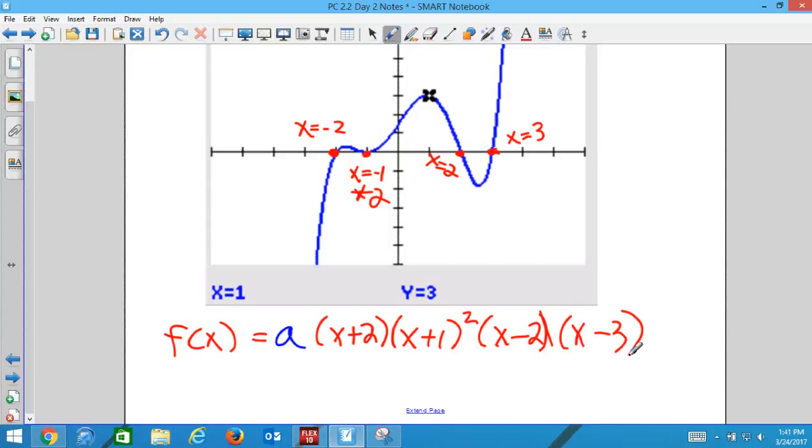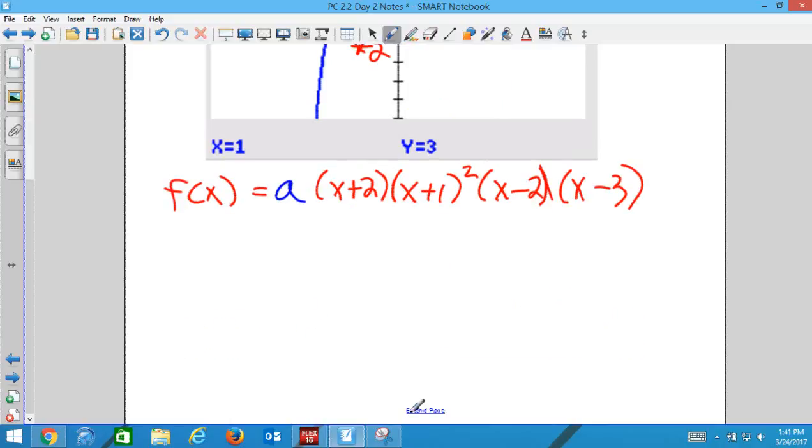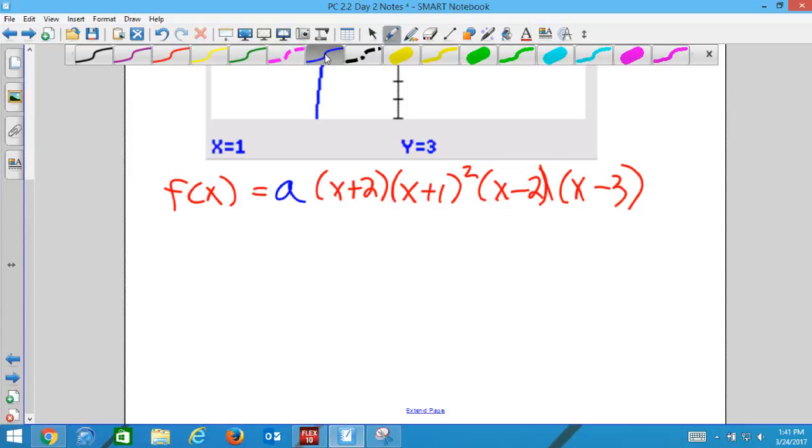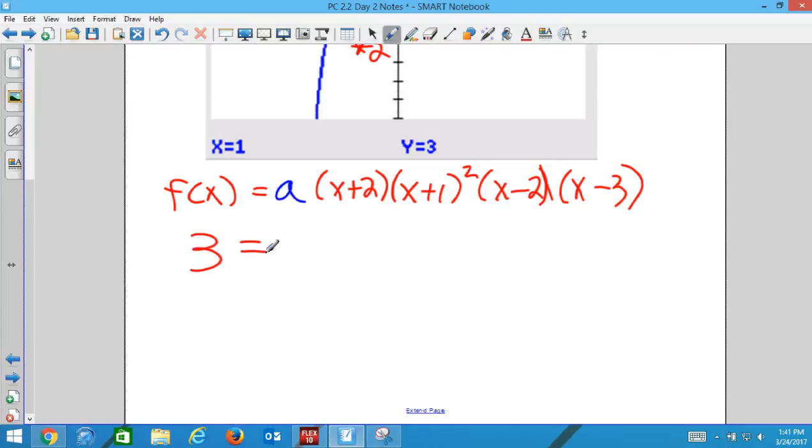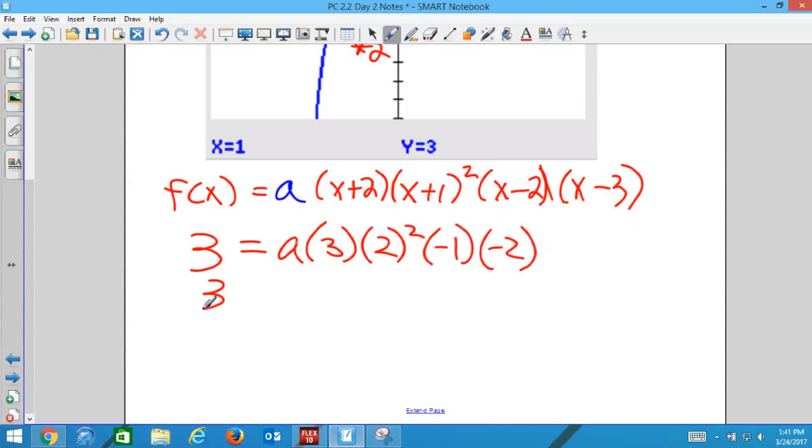Okay, so then I put my little cursor on there, and at the bottom it's saying the ordered pair 1, 3 is part of this graph. So in order to find the stretch, we have to plug in the point 1, 3 for x and y. So we're going to put 3 over here equals a times, we're going to put in 1 for all the x's. So we'll have 3, we'll have 2 squared, 1 minus 2 is -1, and then -2. You'll multiply all that out, and you'll get 24.